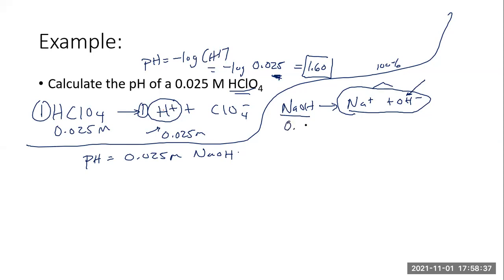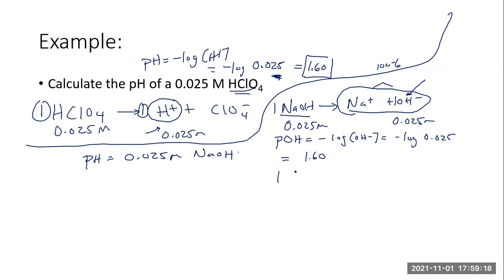So if this was 0.025, just like before, a 1-to-1 relationship here, 0.025, remembering that that is the OH, which means we could calculate the pOH here, not the pH. And we would get minus the log of 0.025. That would yield us a 1.60. Now, if for some reason you thought at this point that you were calculating the pH, that number definitely should not make sense to you because that would be an acidic pH.